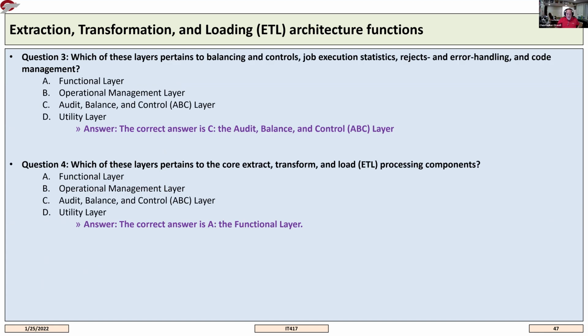Which of these layers pertain to balancing controls, job execution, rejects, and error handling, and code management? That would be the ABC layer, the audit balance control. It is there to determine what to do in the event of an error or error handling. The layer for the core extraction transform process, that'd be the functional layer. That is where you're actually doing the execution and setting up of the system and the data lake itself.